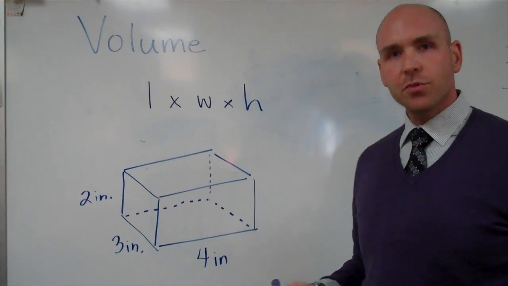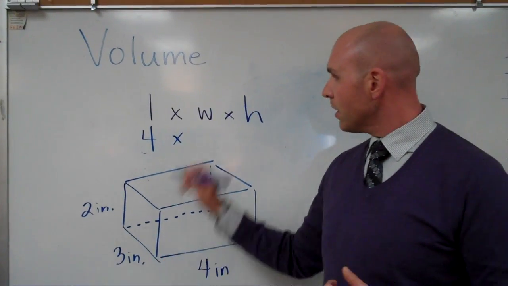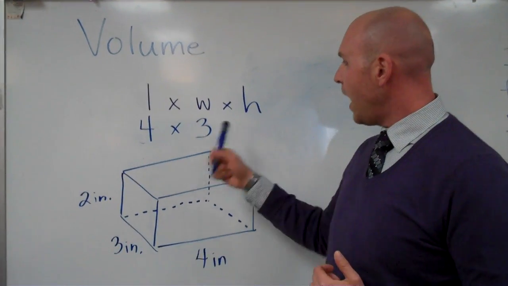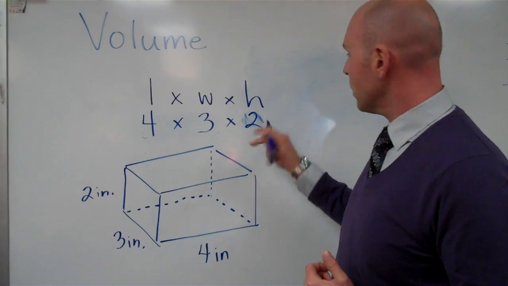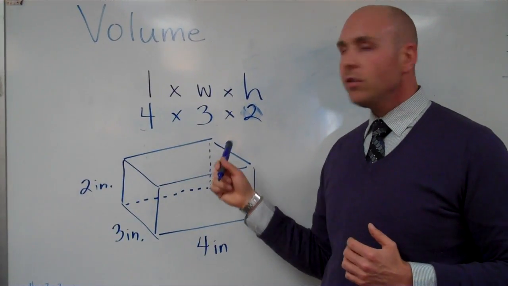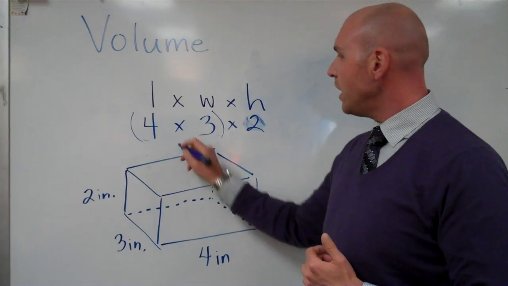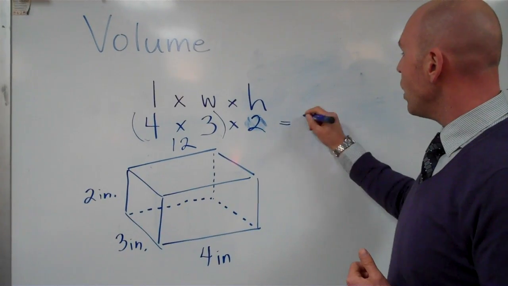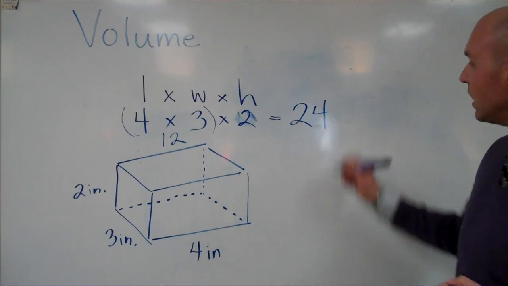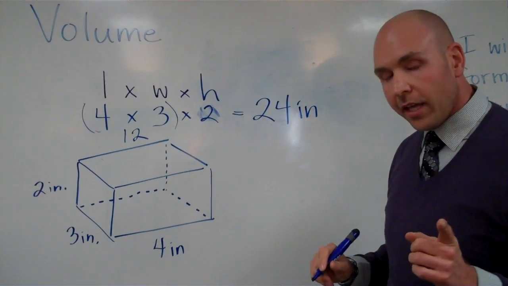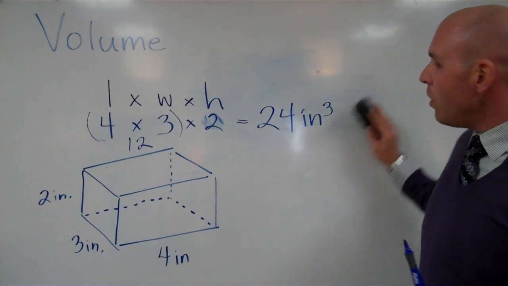Okay, so now I'm going to plug this right in. My length is 4. My width is 3. My height is 2. Now, I multiply, and all you do is go in order. You can group them if that helps. 4 times 3 is 12, times 2 equals 24. 24 what? Well, my units that I was using is inches. Inches squared? No. Inches cubed.